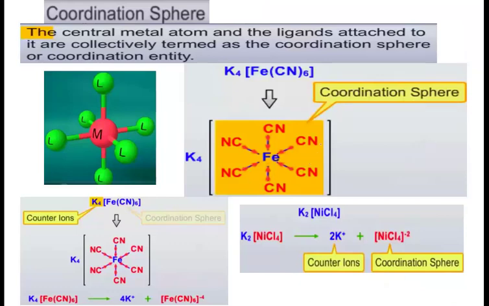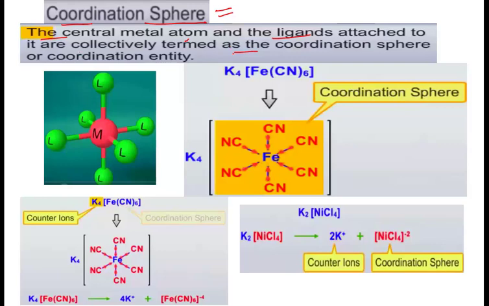Now the next term is coordination sphere. Again, it is simple. The central metal atom and the ligands attached to it are collectively termed as the coordination sphere. Just the central metal atom and the ligands, both together, form the coordination entity or coordination sphere.